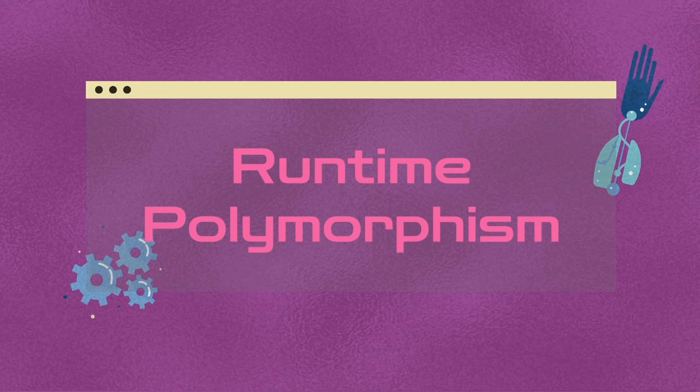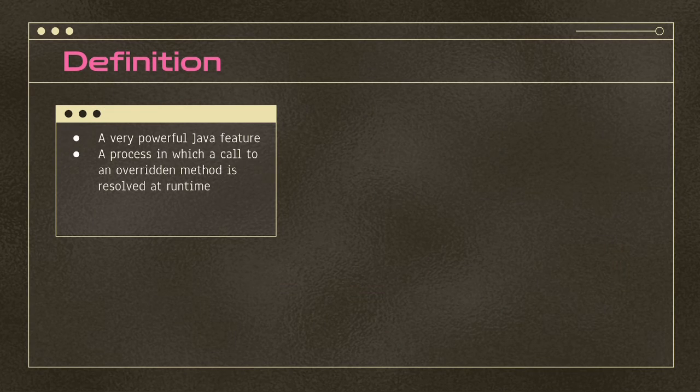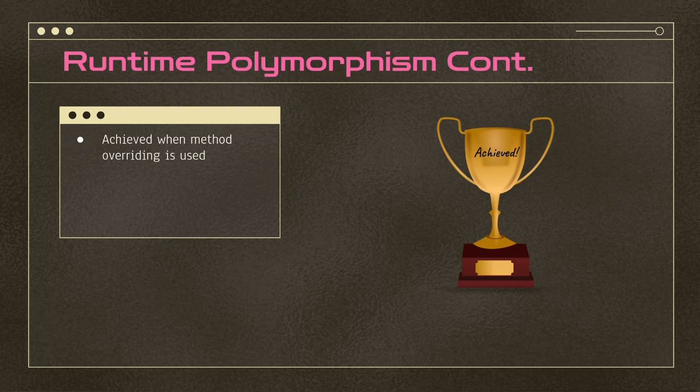Now we have runtime polymorphism, which is a very powerful Java feature. It is a process in which a call to an overridden method is resolved at runtime rather than compile time. Not to mention, method overriding is used to achieve runtime polymorphism.